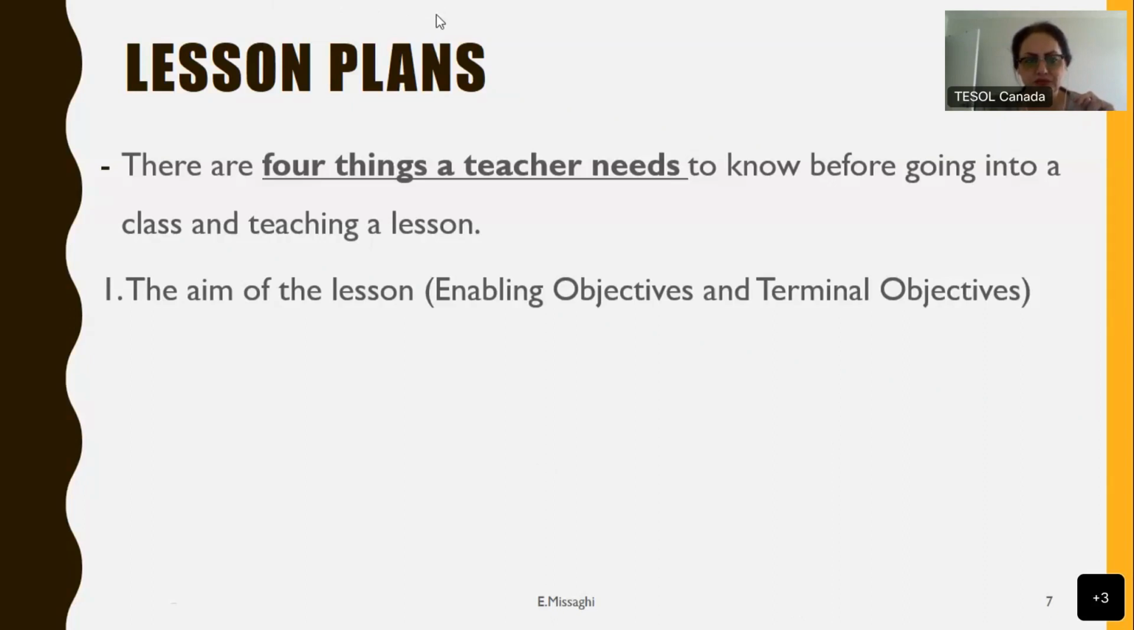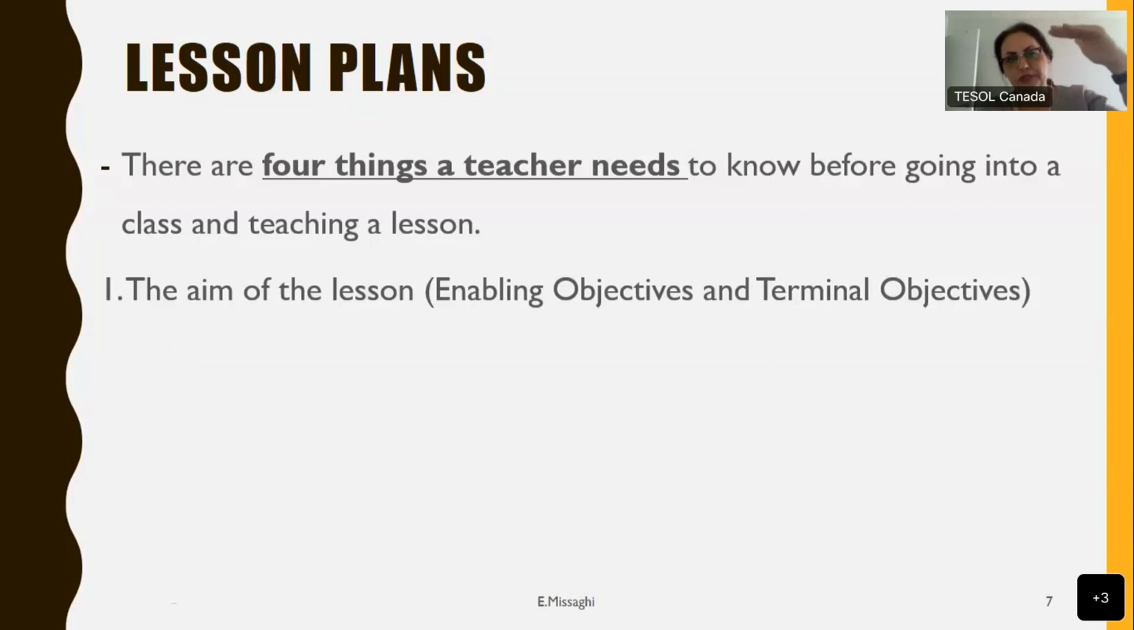I believe last session we discussed it. I think terminal objectives is what you want to achieve at the end of the lesson. The students will be able to do this or that. And enabling objectives are the things that would help you to get there, as in the skills that you would need to use to get to the terminal objective. Exactly. That's it.